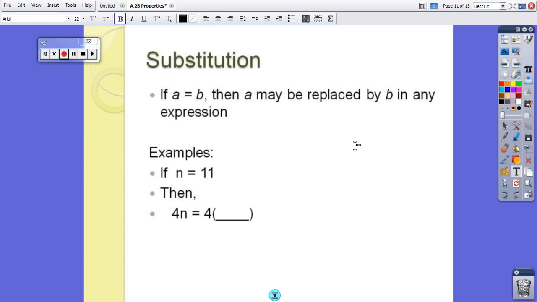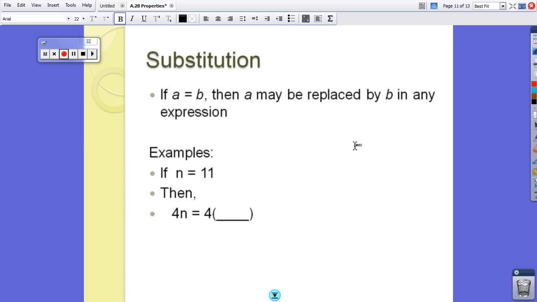And our last one is substitution. If a is equal to b, then a may be replaced by b in any expression. We have seen substitution when we evaluate our expressions. We substitute a value in for a variable, and we're also going to be using this when we start justifying for solving our equations. So here, if n is equal to 11, then we take n out and we substitute 11. So it's going to become 4 times 11.